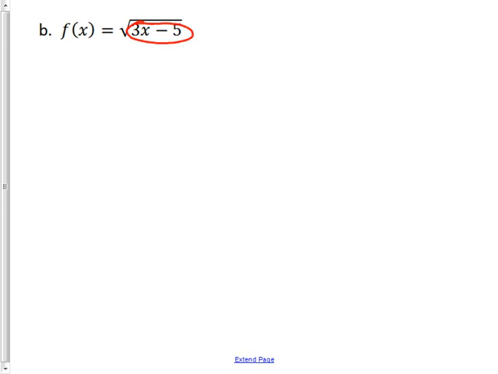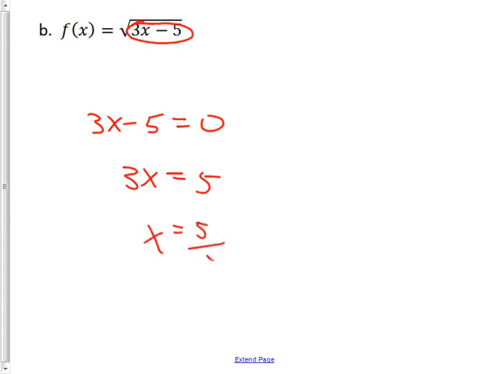So you'd have to set this. 3x minus 5 has to equal 0. So 3x has to equal 5. So x has to equal 5/3. That's the key moment. If I put 5/3 on here, in case you don't know, that's like 1 2/3. Okay. Does 5/3 actually work or not?